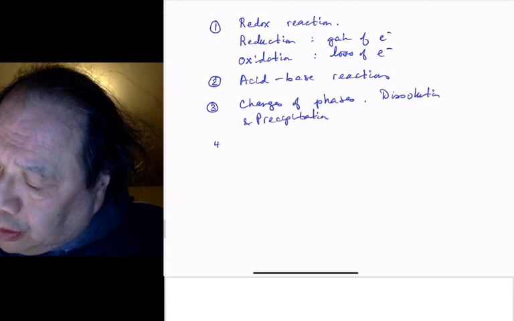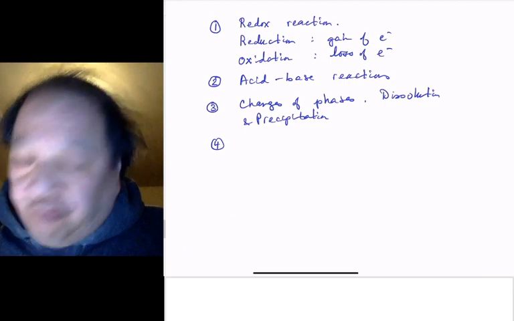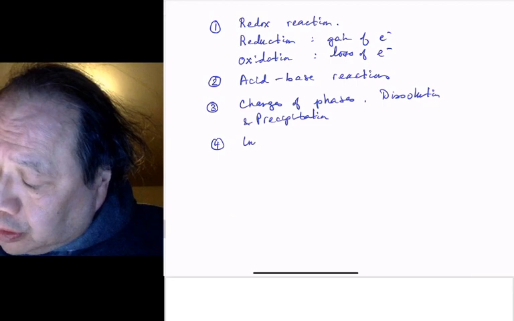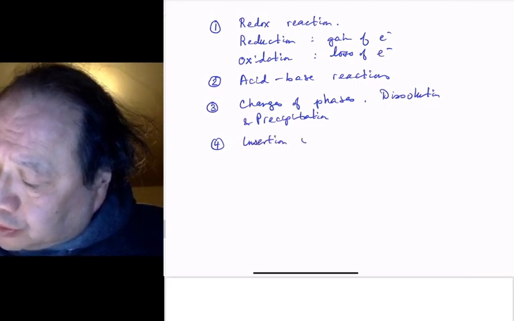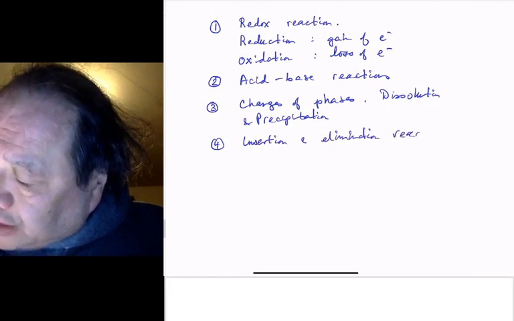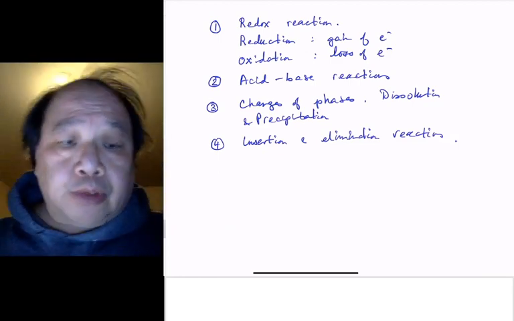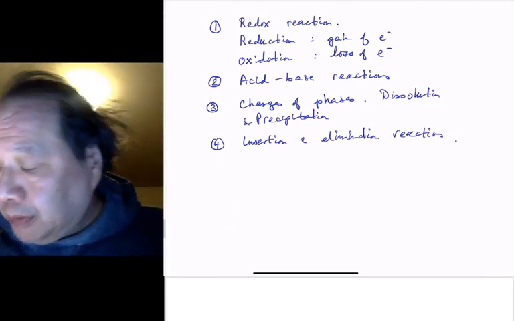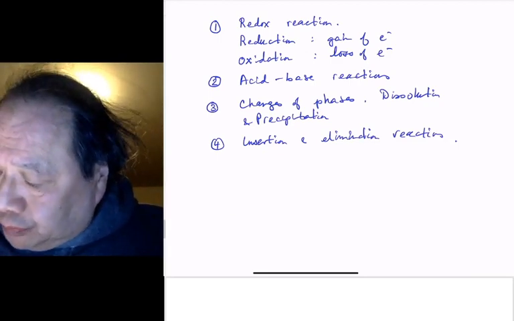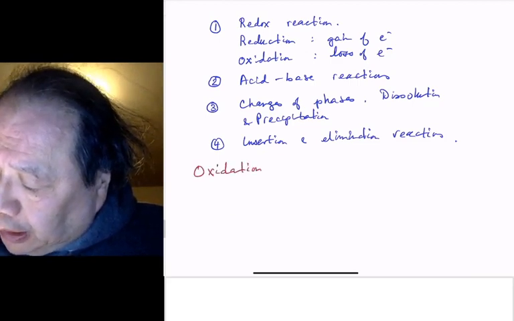And finally, there are a few reactions, if you look at his book, which don't fall naturally into this classification scheme, which are insertion and elimination reactions. And we'll just do a couple of examples of insertion and elimination reactions, some of the very most important ones, and ones which are mentioned in your textbook. And in today's lecture, we will be looking at oxidation and reduction.